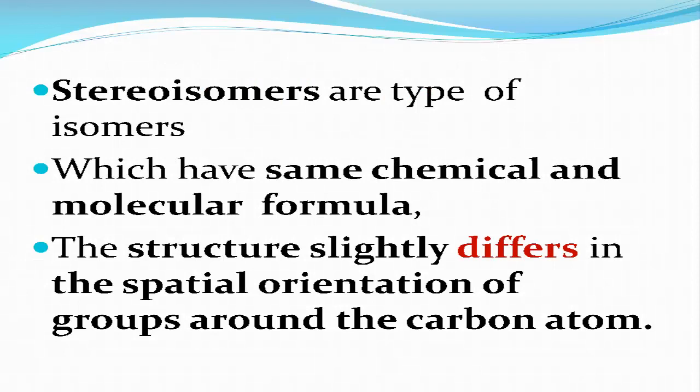So if we want to define it, stereoisomers are a type of isomers which have the same molecular formula. The D and L glyceraldehyde, you can see the formula is the same, but the structure differs in the spatial orientation of groups around the asymmetric carbon atom. So if there is an asymmetric carbon atom, and the groups around that asymmetric carbon atom are different in their orientation in space, then those isomers are known as stereoisomers. Okay.